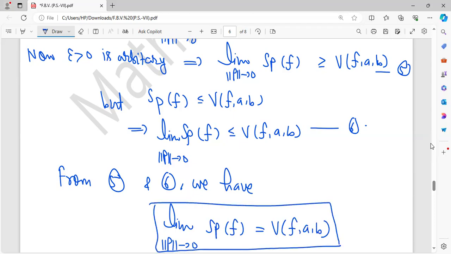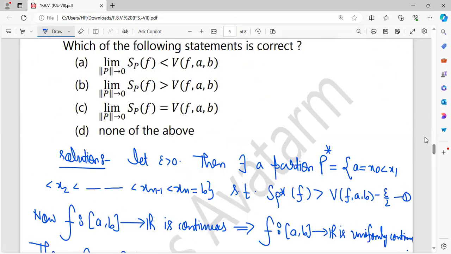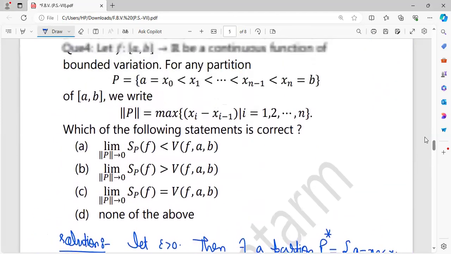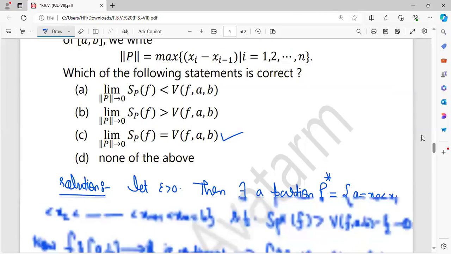So which option is correct? So option number C is correct. Now move to last question, 5th question.